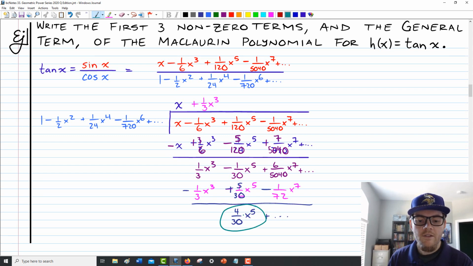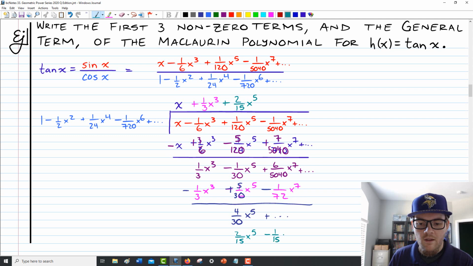So just like we did in the last one, we'll ask ourselves, what do you multiply 1 by to get 4/30 x to the fifth? And if we do that simplifying right now, we'll get plus 2/15 x to the fifth. Once we do that, we'll end up right down here, 2/15 x to the fifth. We'll also have other things. I guess it would technically be a minus, minus 1/15 x to the 7th.